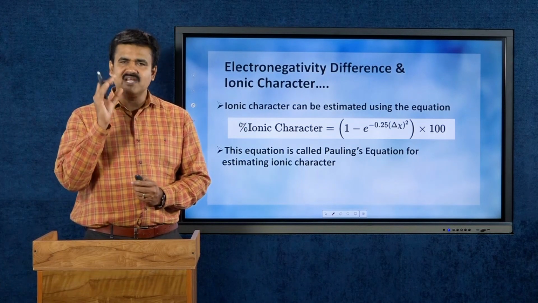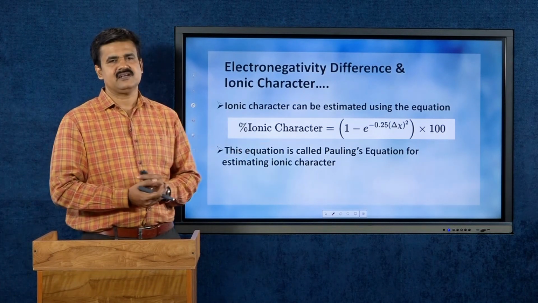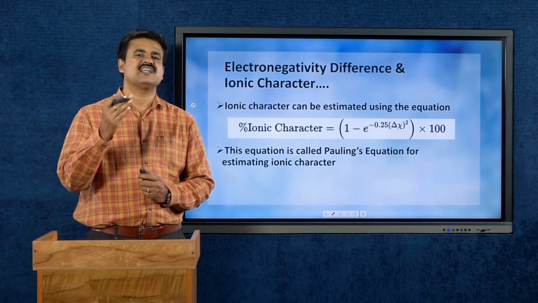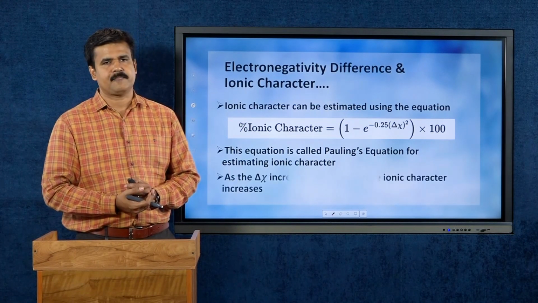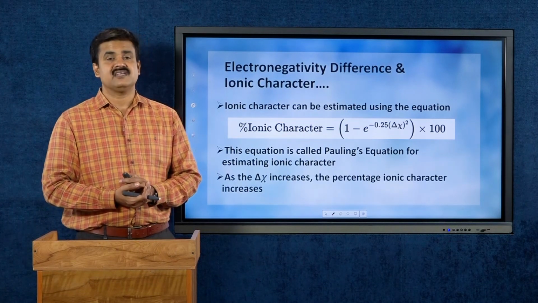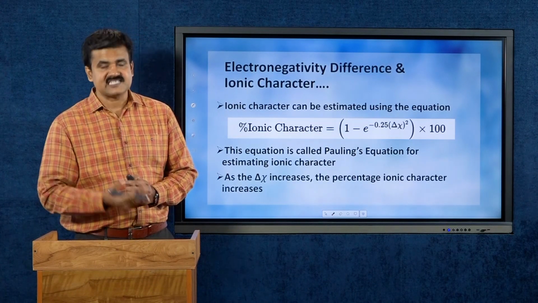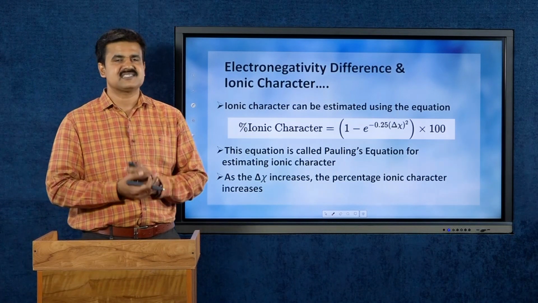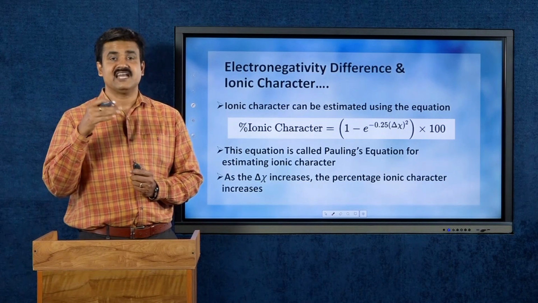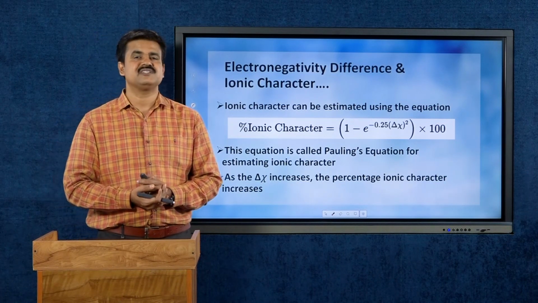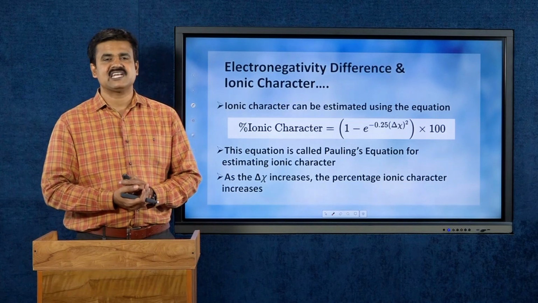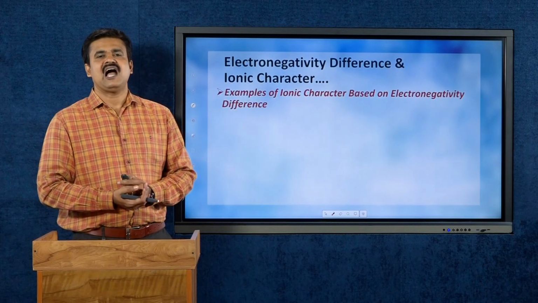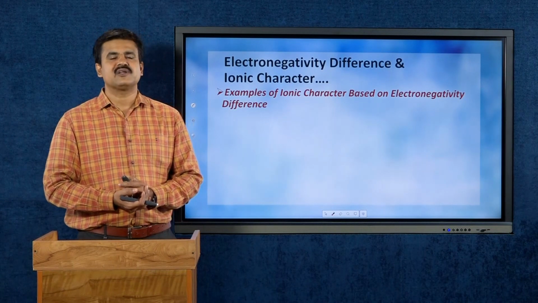So, Pauling's equation, which is shown here, clearly depicts the relation between electronegativity difference and the percentage of ionic character. As delta chi, that is electronegativity difference, increases, the percentage of ionic character also increases. So, you can simply say that the percentage of ionic character is directly related to the electronegativity difference between the participating atoms in a bond.